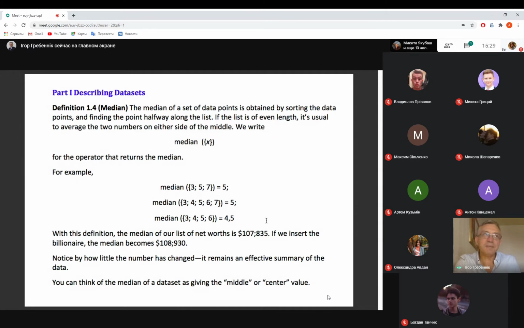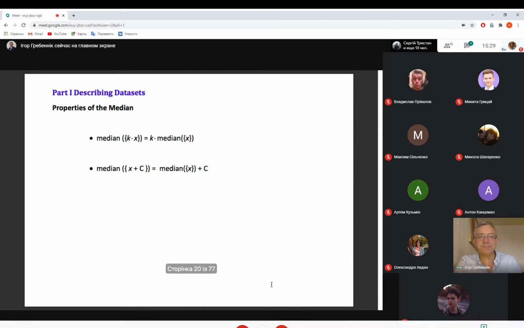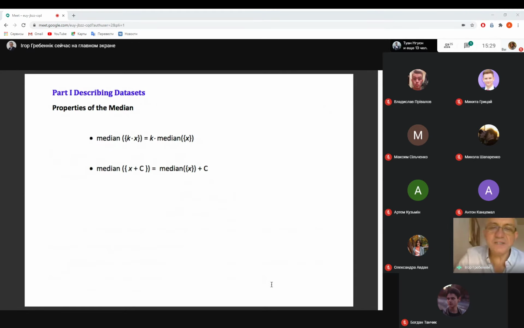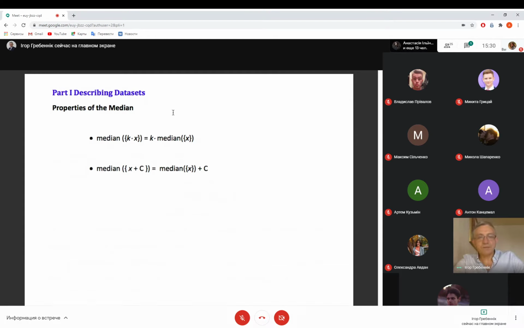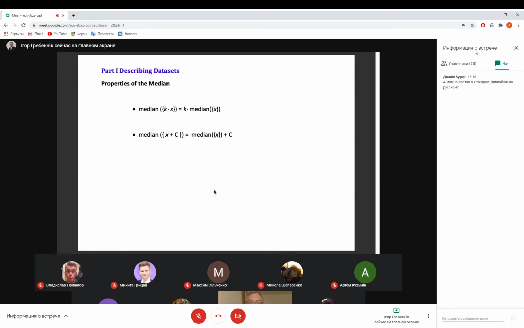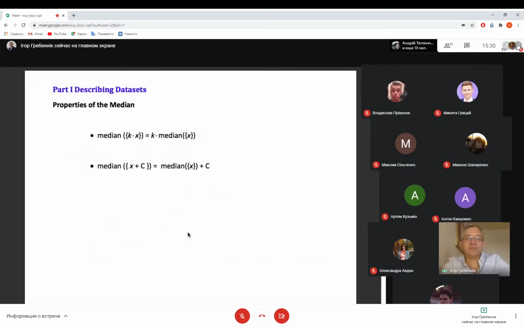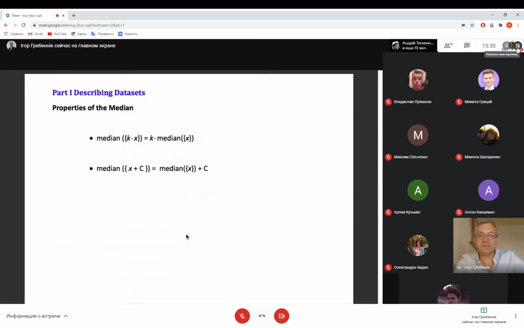The median and the mean are two different average characteristics of a one-dimensional data set. And we should think about the median as a middle or center value of the data set. The median has some properties similar to the appropriate properties of other numerical characteristics: mean, variance, and standard deviation.